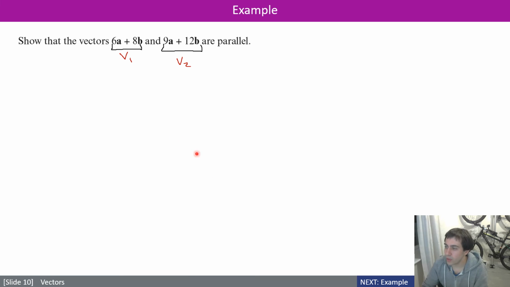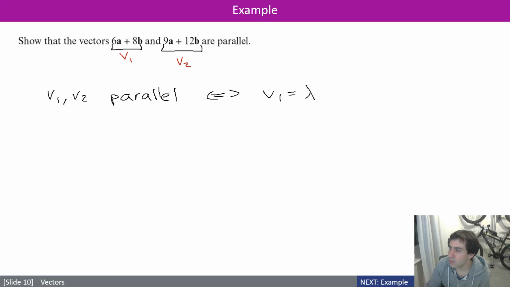The way we do this is to just think about the definition. So I've called them V1 and V2. Remember that V1, V2 being parallel is the same thing as showing that V1 is some number multiplied by V2. So then the question is, can we show that? In this case, what the question is effectively asking you to do is find the lambda value, because if you can find the value, that means you've proven that they're parallel. And if no such value exists, then they're not parallel. So is there a number which I could multiply one of them by to get the other?